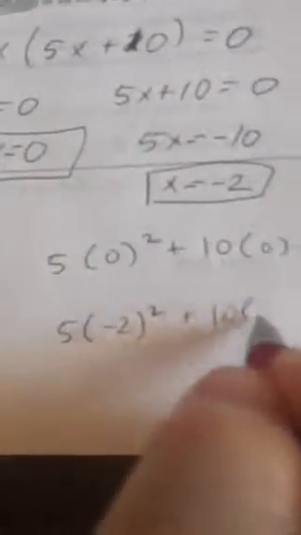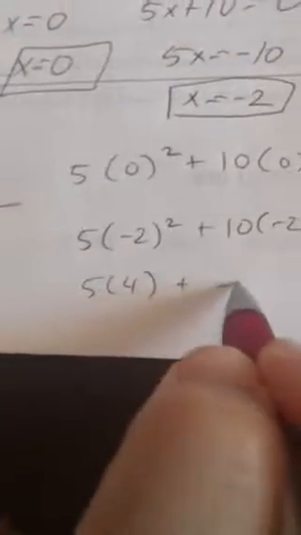If it was asking to check by substitution, I would just put 0 back in there: 5 times 0 squared plus 10 times 0 equals 0. Obviously that works. Now 5 times negative 2 squared, I'm trying x equals negative 2, plus 10 times negative 2 equals 0. So this would be 5 times 4 plus negative 20.